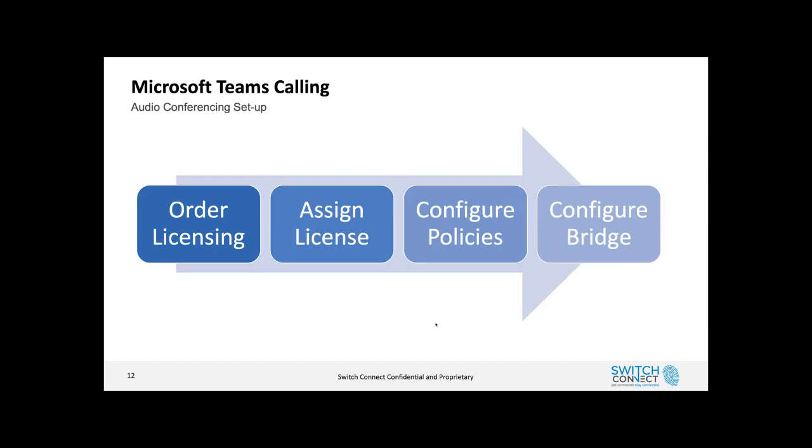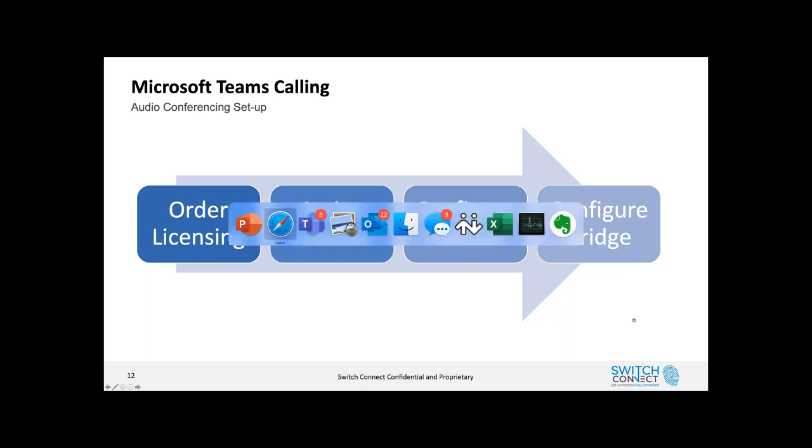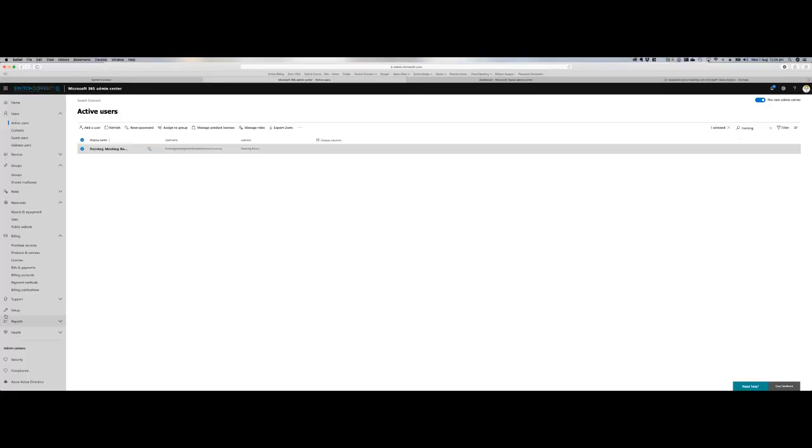How to provision it is pretty straightforward. You order the licensing, you then assign the licensing. There's a bunch of policies which we'll go through how to configure, and then you can also configure the bridge. So if we jump back to our environment, to assign those licenses is pretty straightforward.